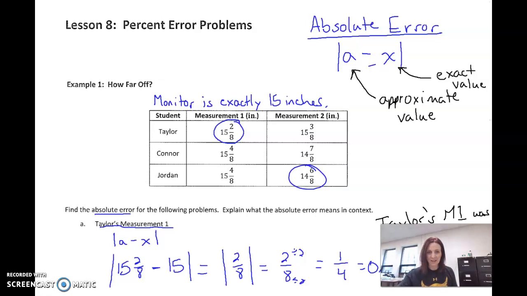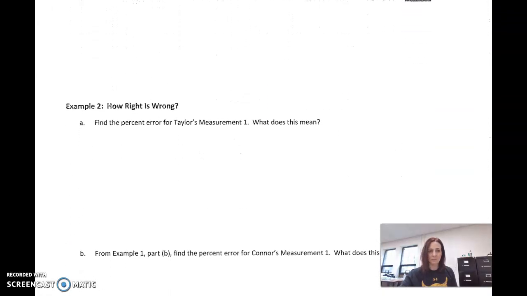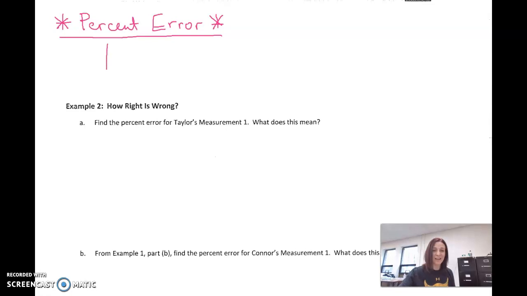So we're going to add on to this. Okay, so let me show you what I mean. This is the percent, which is the focus of this lesson, percent error. Okay, so our percent error, we're going to take the absolute error, the approximate value minus the exact value, and then we're going to divide it by the absolute value of the exact. Okay, and then we're going to multiply it by 100%.